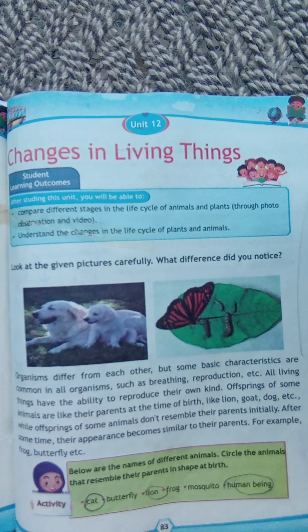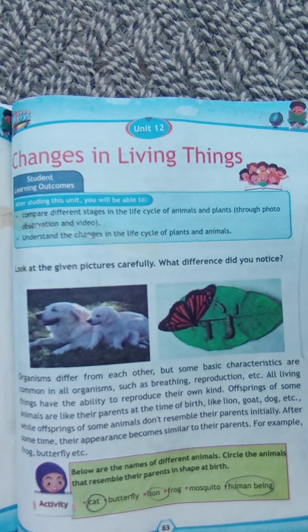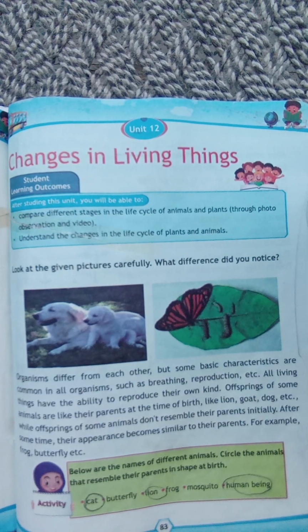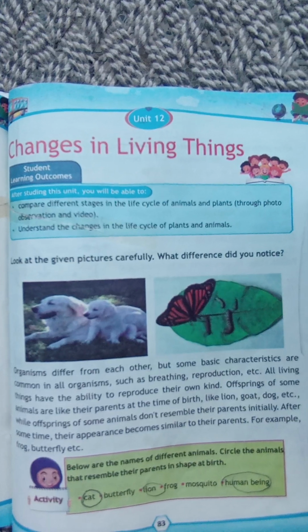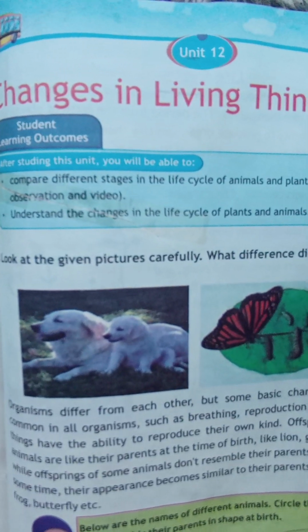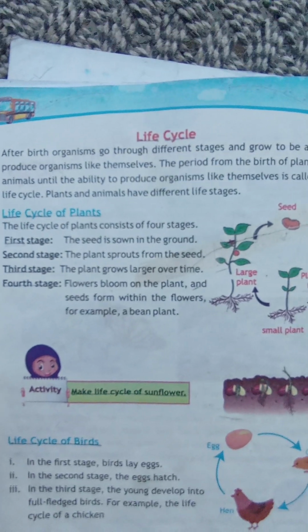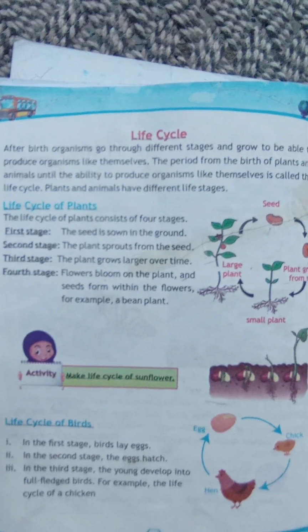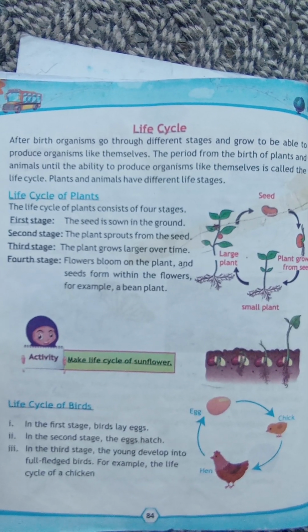While offsprings of some animals don't resemble their parents initially, after some time, their appearance becomes similar to their parents, for example, frog, butterfly, etc. Life cycle. After birth, organisms go through different stages and grow to be able to produce organisms like themselves.